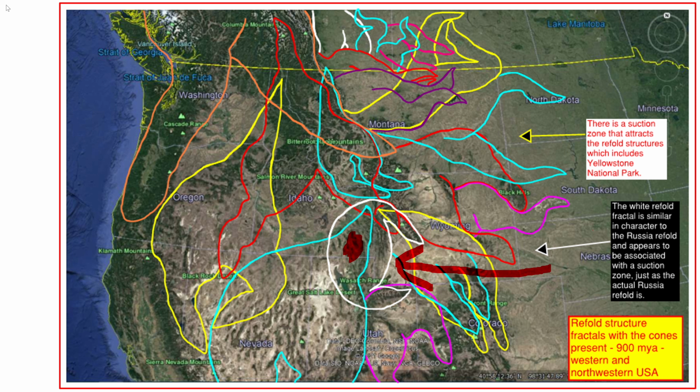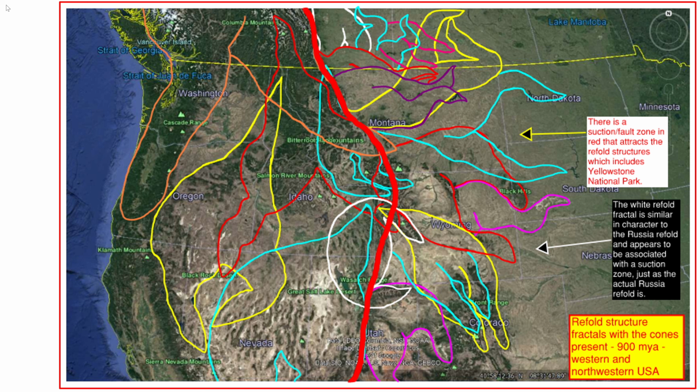Okay, this is the same slide as the previous slide, and you can see all these refold fractals are attracted to a certain zone here, and that zone is that fault, which is in red. This is a fault that goes through Yellowstone National Park. I said in the text box here, there is a suction fault zone in red that attracts the refold structures, which includes Yellowstone National Park.